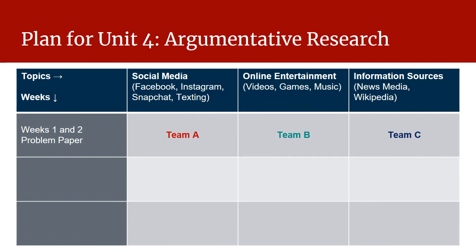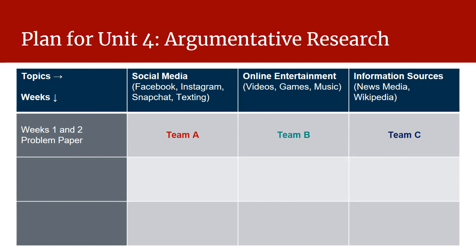So for our first unit, here is a diagram that represents what we did. We had 3 teams in our class, Team A, Team B, and Team C. And for the first 2 weeks of our unit, we wrote a problem paper, and each team wrote about a technology problem related to a different topic. Team A wrote about social media, Team B wrote about online entertainment, and Team C wrote about information sources.